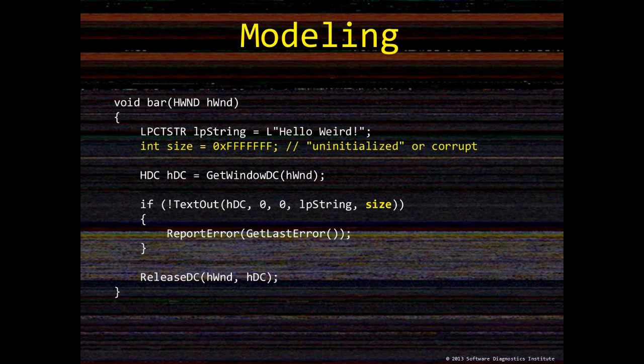So here's the source code. We try to output some text in a window, but the size of this string becomes corrupt. So here I model this corruption by explicitly setting the size to some huge value.